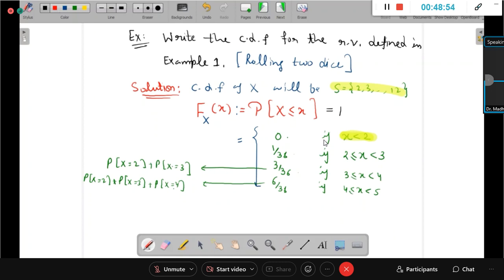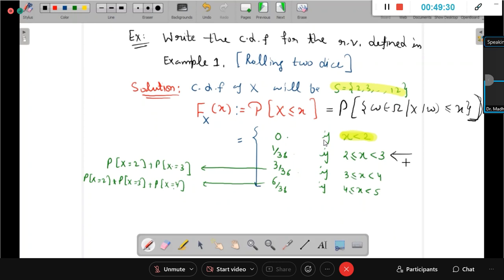How will you read it? If I recall, P(X ≤ x) is the probability of the set of all w in omega such that X(w) ≤ x. Now, the set of all events for which X(w) is strictly less than 2, meaning the sum is less than 2, is an impossible event. So the probability is 0.